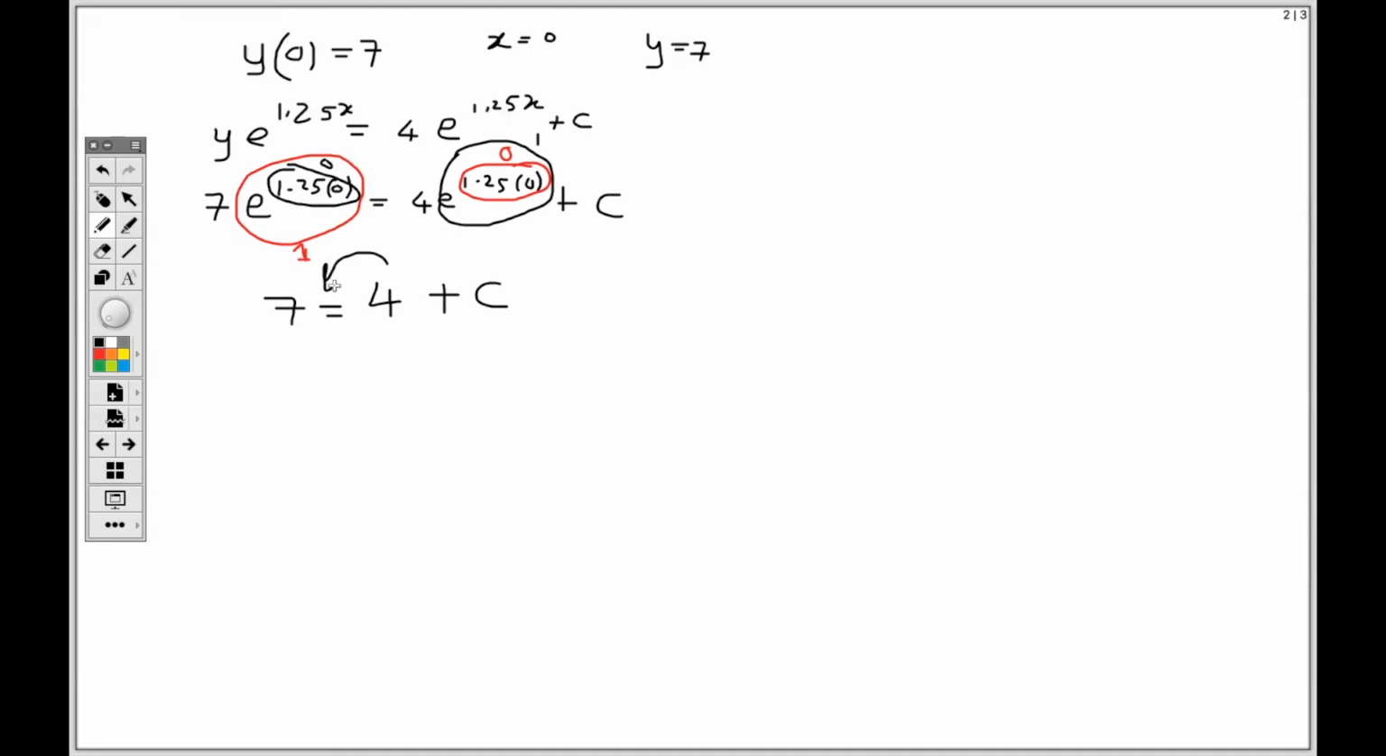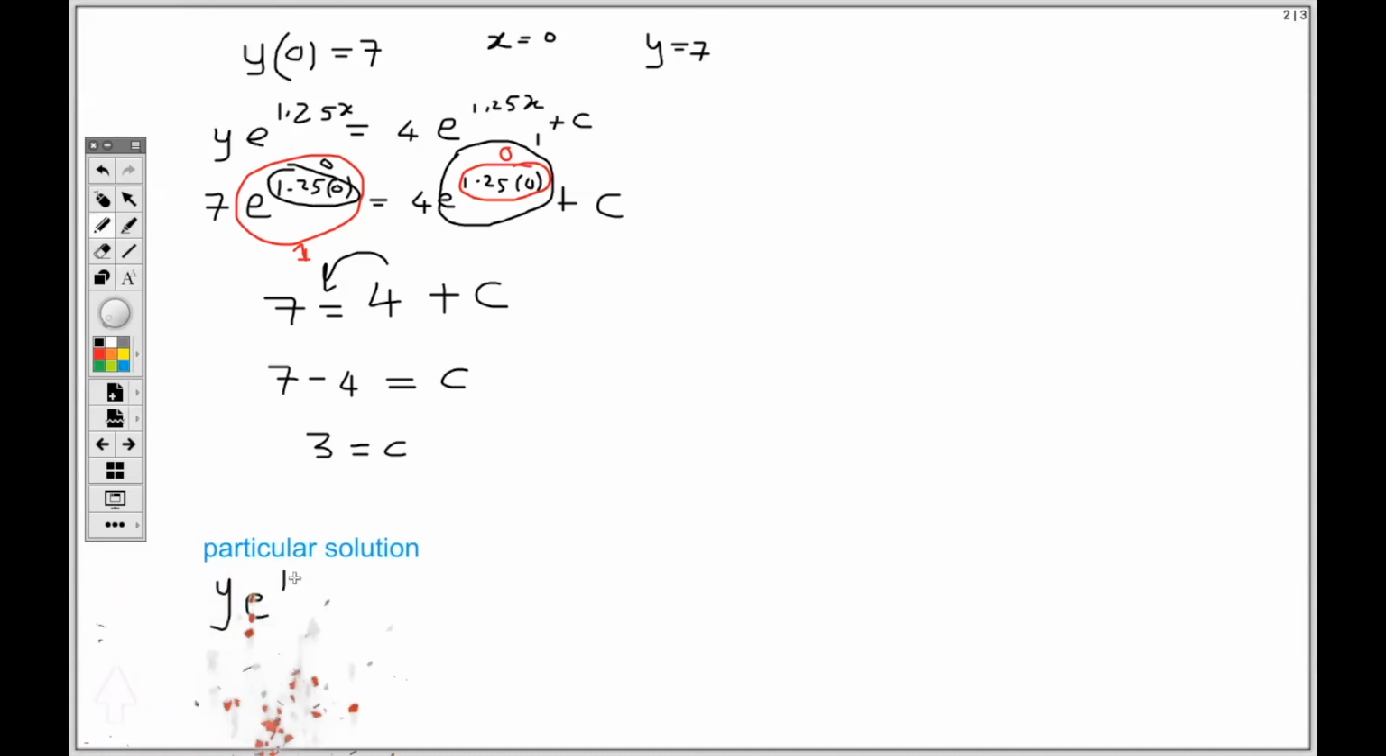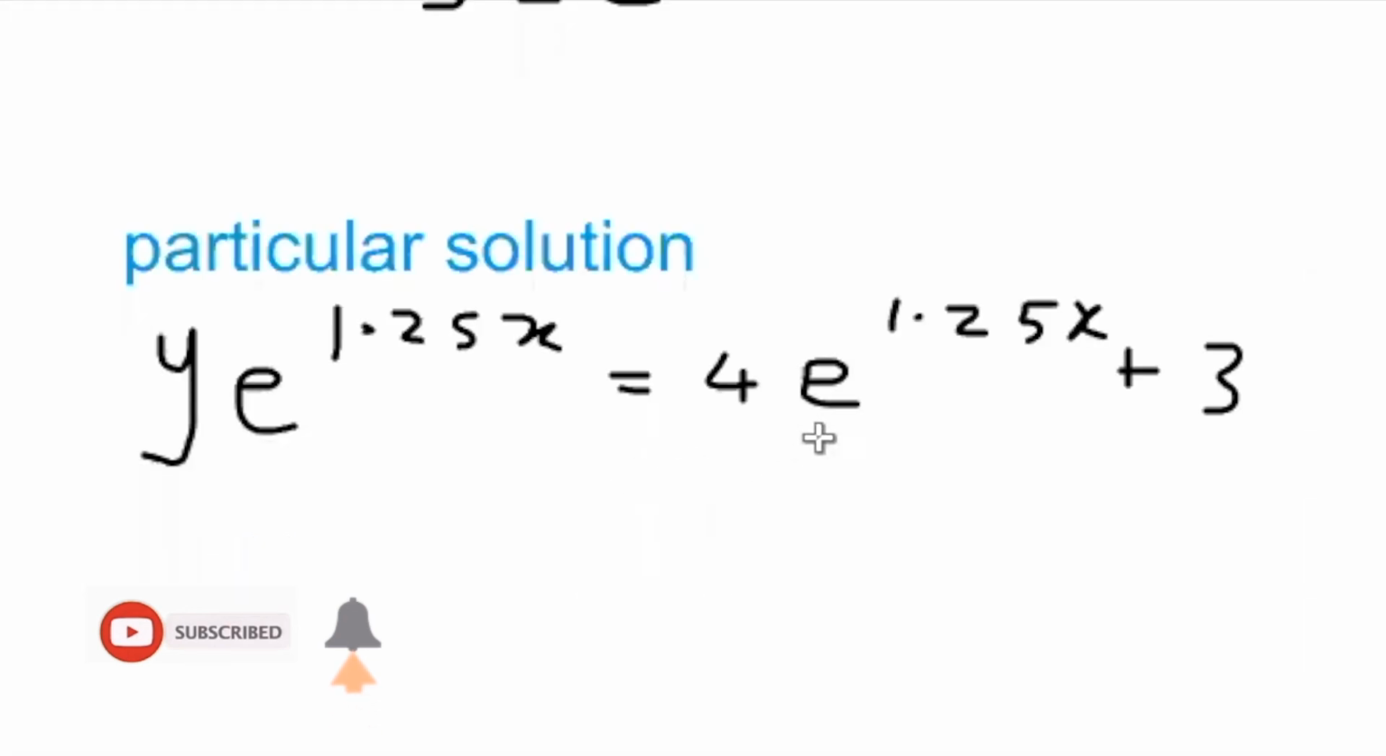So carrying over the 4 over the equal sign, I have 7 take away 4 equals c. So the constant is equal to 3. So now I have my particular solution. So my particular solution is y times e to the 1.25x equals 4e to the 1.25x, and then we have our constant 3, and that's it.